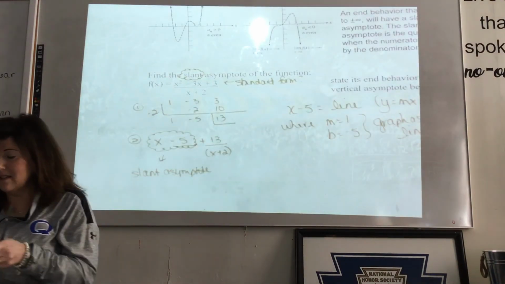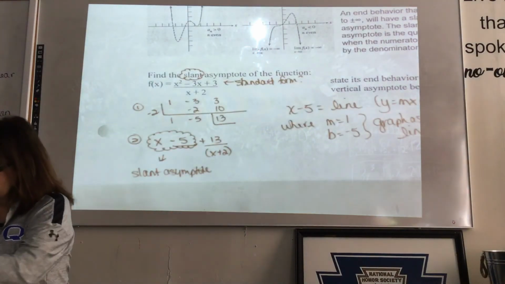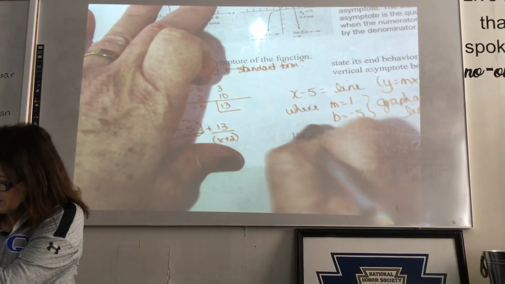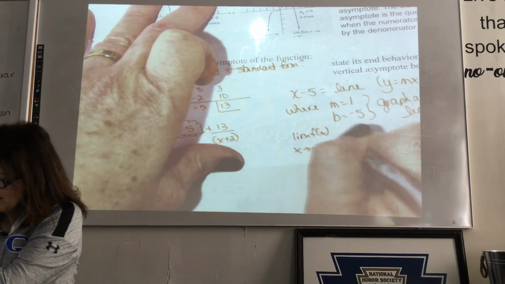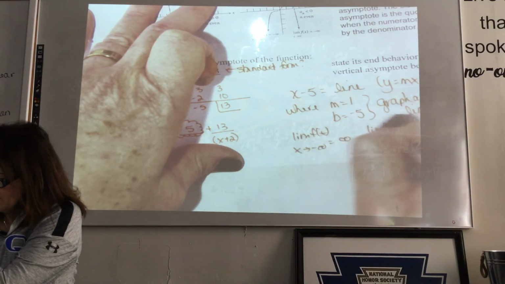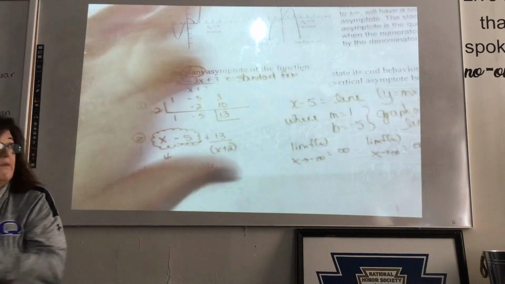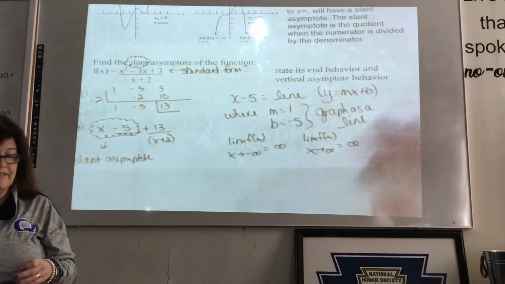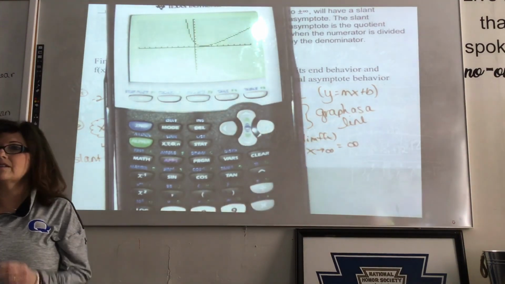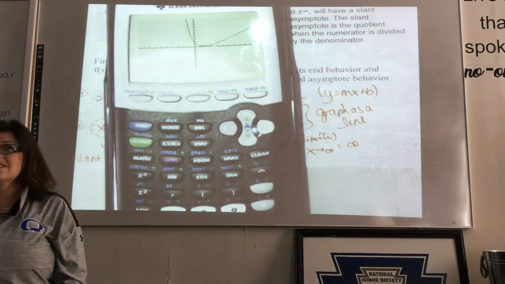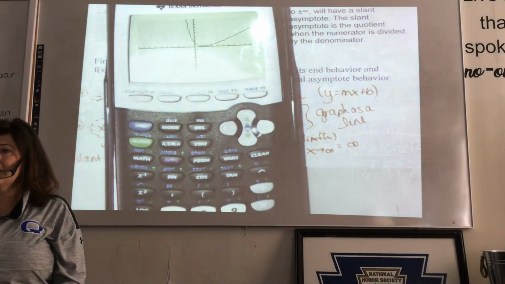So if I want to write this as limit notation for end behavior, the limit of the function as x approaches -infinity would be positive infinity. The limit of the function as x approaches positive infinity is still positive infinity. So both parts of that graph are headed up into positive infinity. Okay?